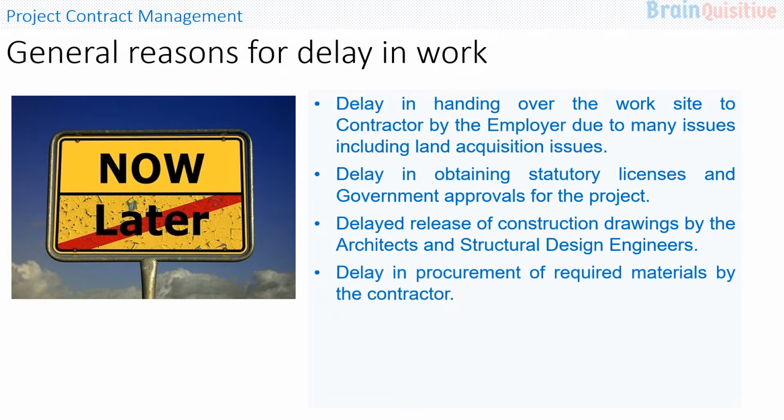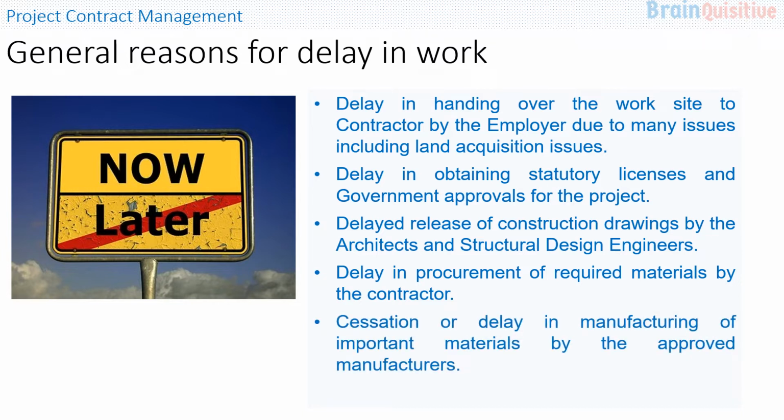delay in the procurement of the required materials by the contractor, cessation or delay in manufacturing of the important materials by the approved manufacturers. In every contract, for production of certain major items, major equipments, there are certain approved manufacturers which are listed in the contract. But in case some of them stop or cease the manufacturing of those important materials, then it is not possible to bring those materials to the project at the right time.